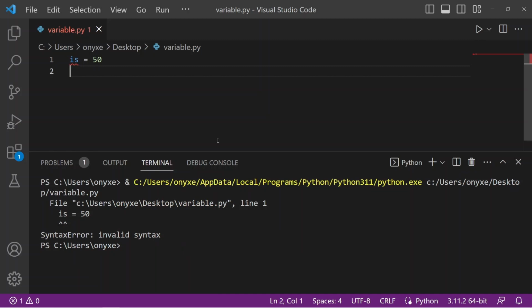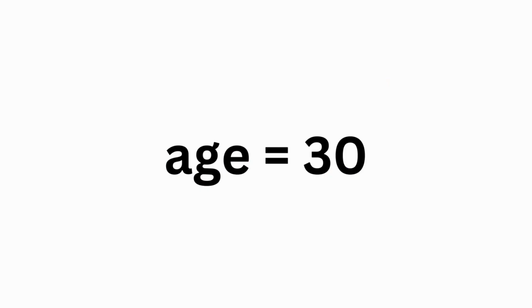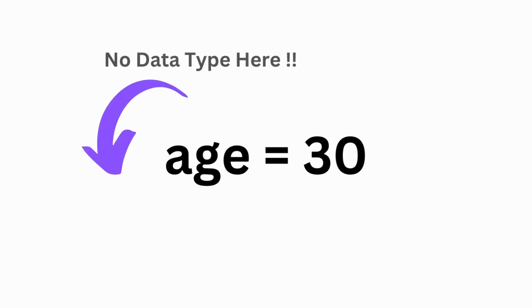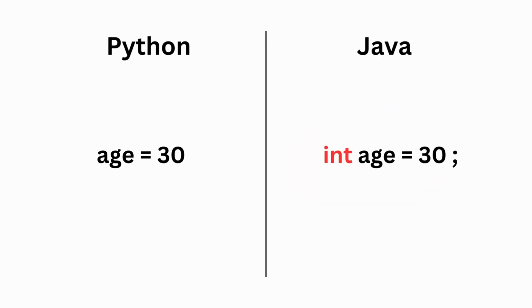The last and the most important concept in Python that we will discuss today is called dynamic or duck typing. Duck typing can be easily summarized from the saying: if it walks like a duck and quacks like a duck, then it must be a duck. What I mean by this is, in Python we don't use any data type in order to define variables. For example, take the case of variable age. We just wrote age = 30. We didn't mention that this is an integer, which we normally do in other languages but not in Python.